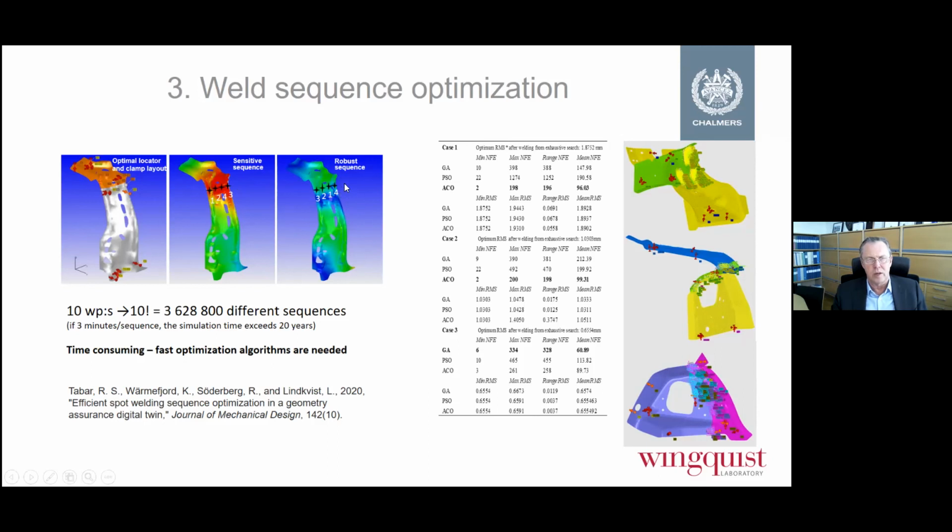So of course, there's great potential in finding the best sequence, and then you can reduce variation without adding any cost. You just change the sequence. It doesn't cost more for the robot to take this sequence than that one. But the problem is that in large assemblies, you have many more weld points. If you have 10 spot welds, you have 10 factorial, which is 3.6 million sequences, and running that with a simulation takes too much time. So we have been working here with optimization algorithms as well, and we have some algorithms now that can find a good sequence in minutes. So we are coming close to the times we need to be able to run it in real time.